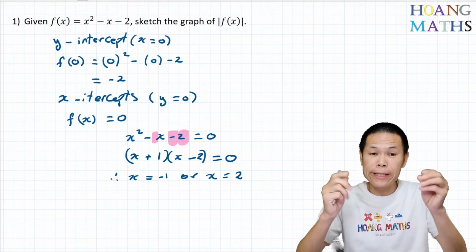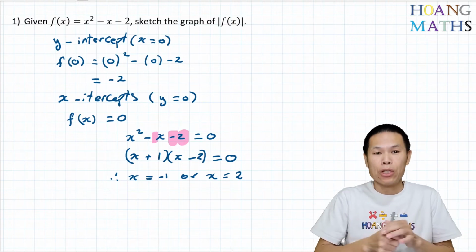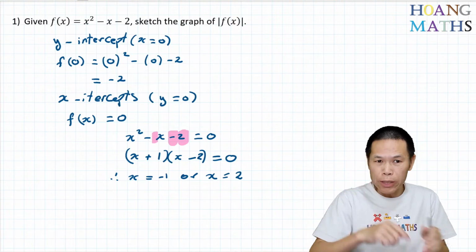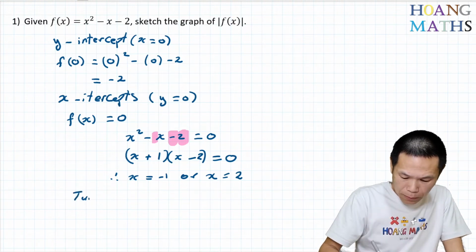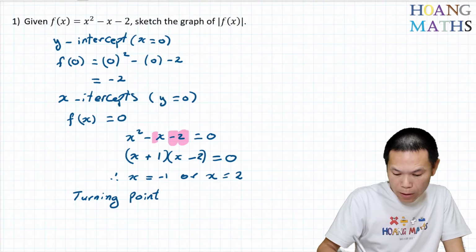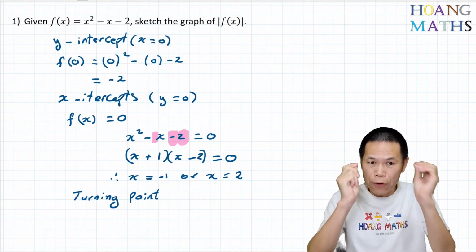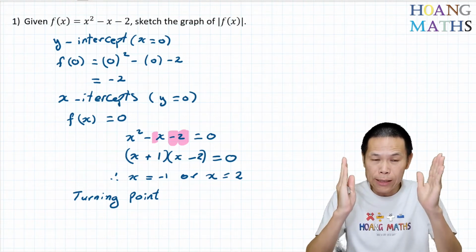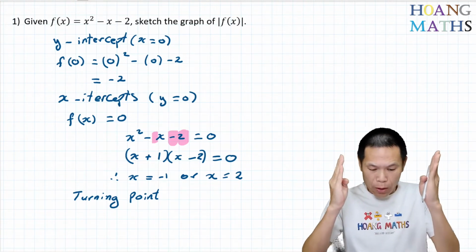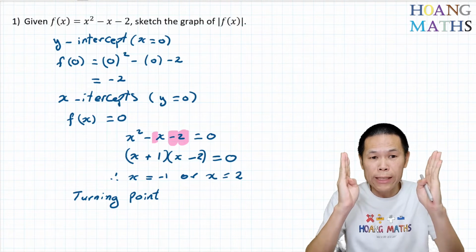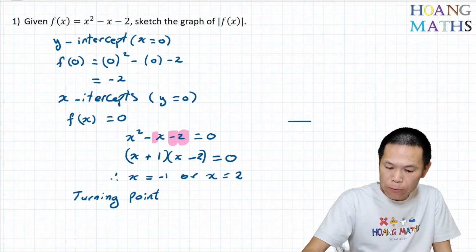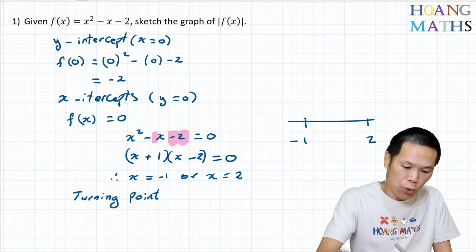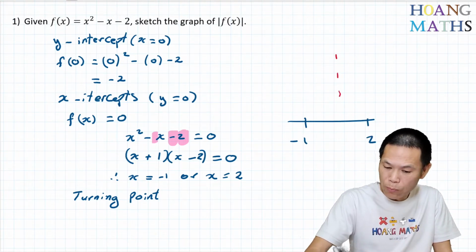So we have the x-intercepts and we have the y-intercept. What we need to do now is find the turning point. Let me write this down. To find the turning point, first we need to find the axis of symmetry. We can work out the average of the two x-intercepts. We have x-intercepts of negative 1 and 2, so the axis of symmetry is right in the middle.